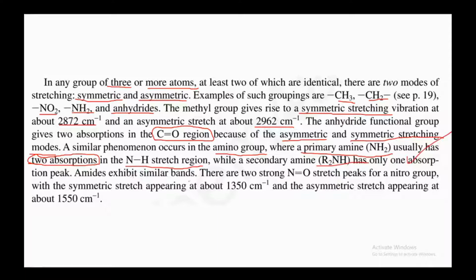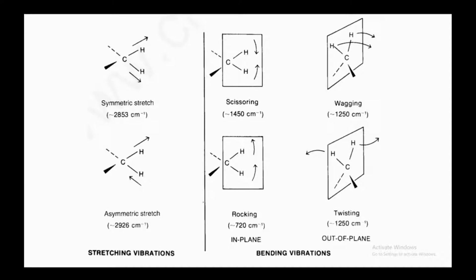Amides exhibit similar bands. There are 2 strong NO stretch peaks for the nitro group, with the symmetric stretch appearing at about 1350 per centimeter and the asymmetric stretch appearing at about 1550 per centimeter. Again, I'm showing these vibrational modes so you can understand them.